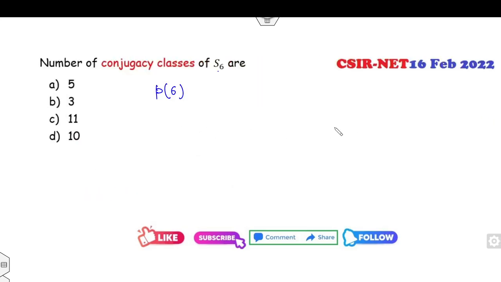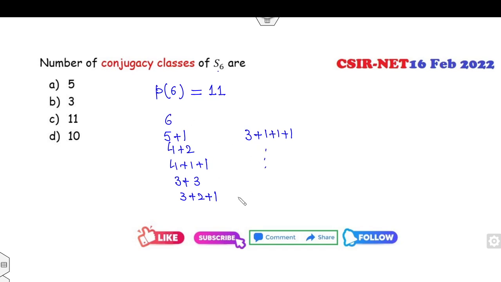So what is the partition of 6? We all know the number of partitions of 6 is 11. You can see it's 6, 5 plus 1, 4 plus 2, 4 plus 1 plus 1, 3 plus 3, 3 plus 2 plus 1, then 3 plus 1 plus 1 plus 1, and so on. You can write 11 partitions.